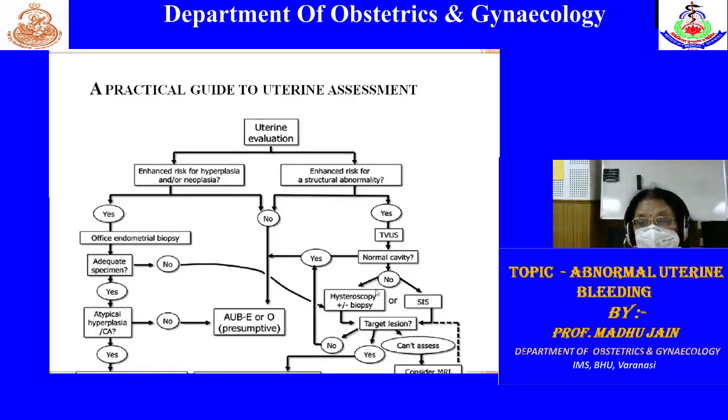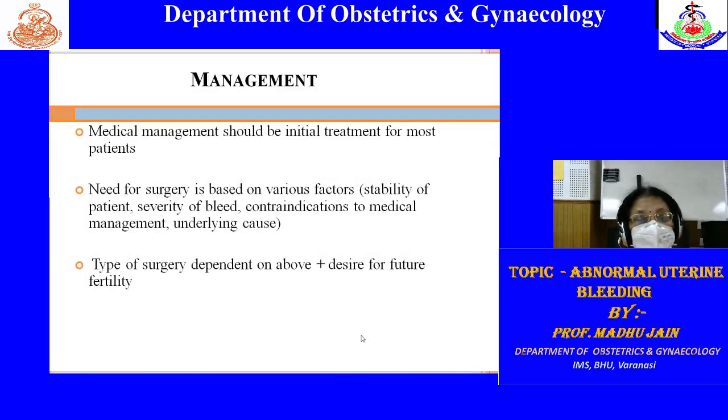But if it is an abnormal cavity, then you have to confirm it by saline infusion sonography, whether it is a polyp or not, or do the hysteroscopy, find out whether it is a polyp, fibroid, or any growth, and accordingly you can take the biopsy, you can do the MRI, and can manage the case. So management depends upon what type of bleeding she is having, what the age of the patient is, what the severity of the bleeding is, what the underlying mechanism behind it is, and the most important thing is the desire for further fertility, whether she wants more issues or not.